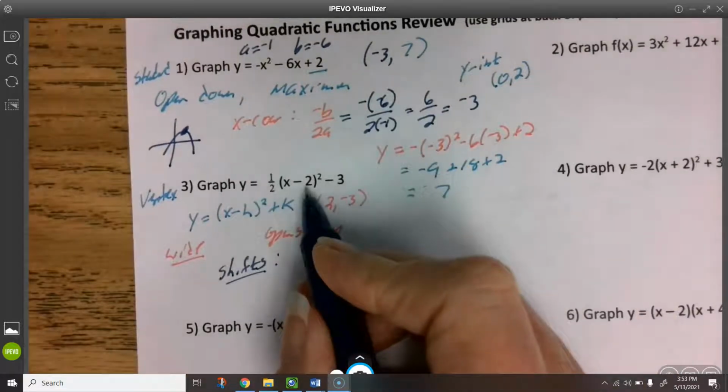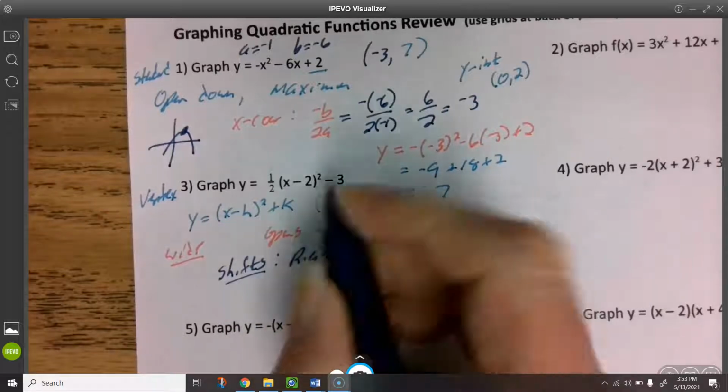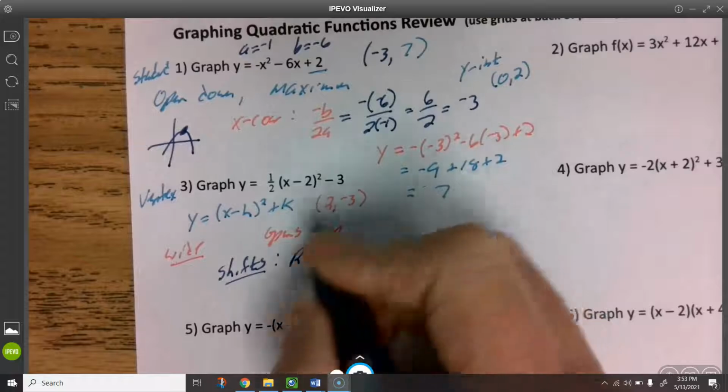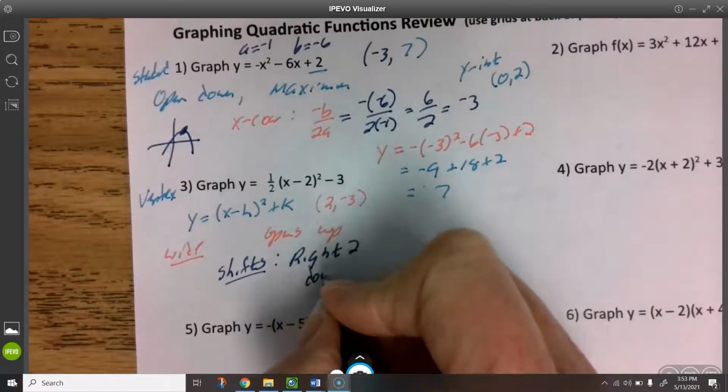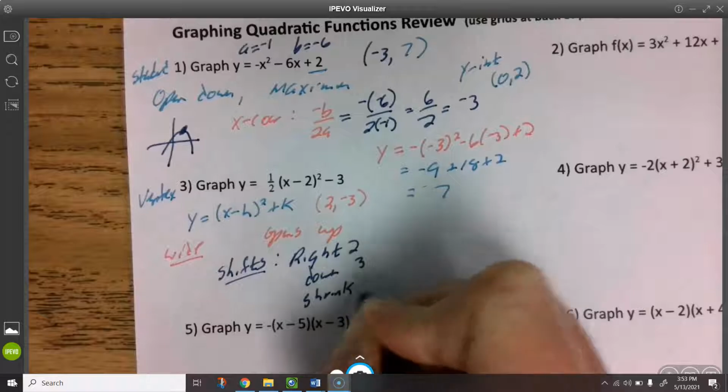So this one shifts right 2. And remember, that's because you want a minus. If it's a minus, it's going to go the opposite direction. And this tells us it's going to go down 3. And it's going to have a shrink of 1/2.